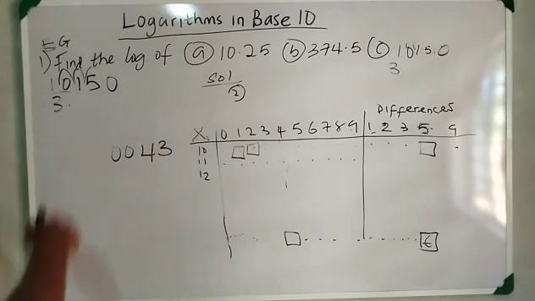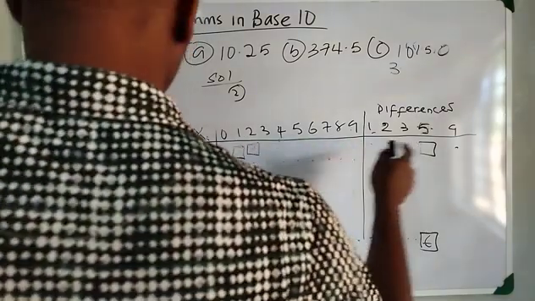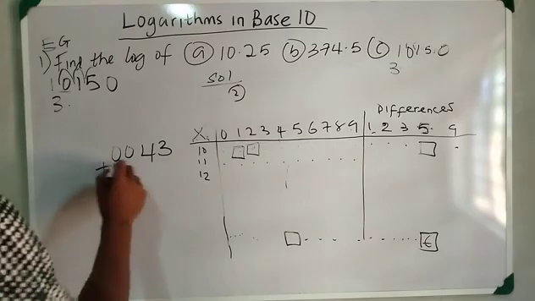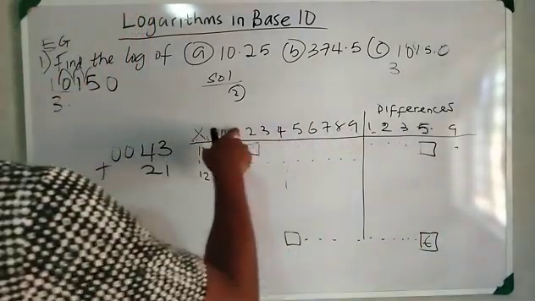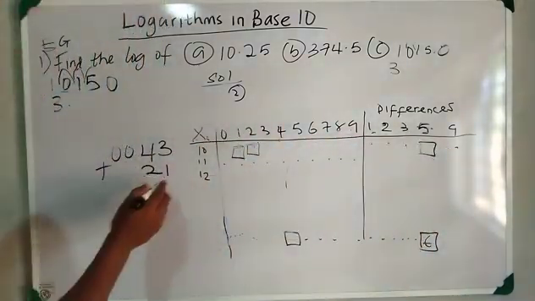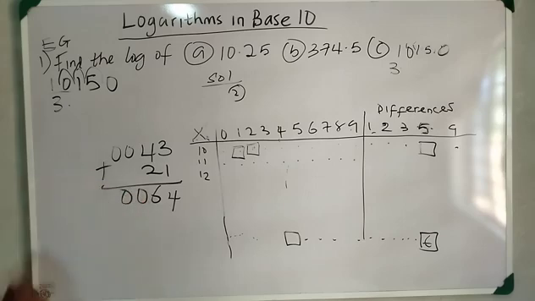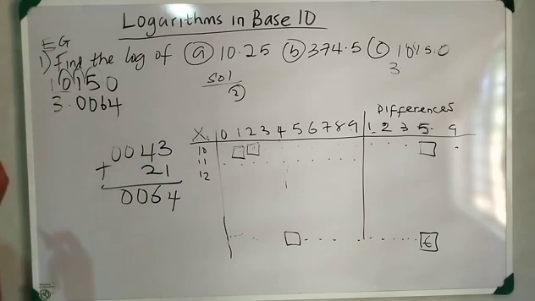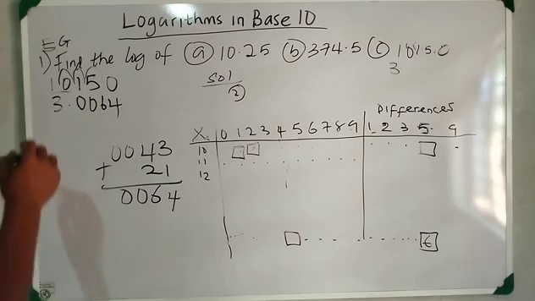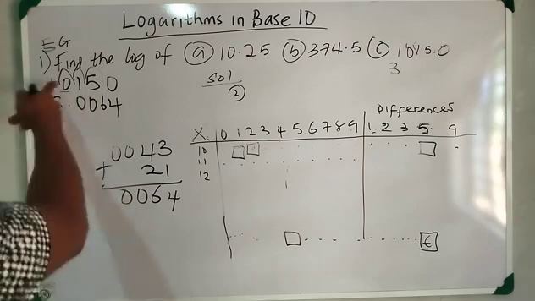0043. But we are not done. We have difference 5 as well. And difference 5 for that column gives me what? 21. So I'm going to add 21. This is difference 5. 10 under 1 difference 5. So what does this give me? 3 plus 1 is 4. 4 plus 2 is 6. So I'm going to have 0064 as my answer. So the final answer is 3.0064. Meaning that if I raise 10 to 3.0064, I should get 1015.